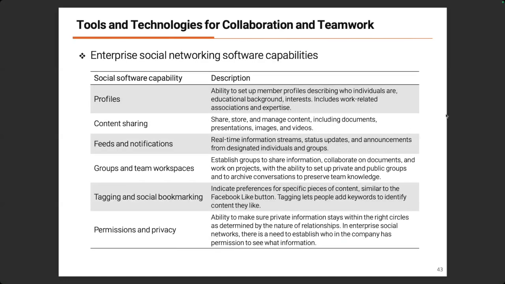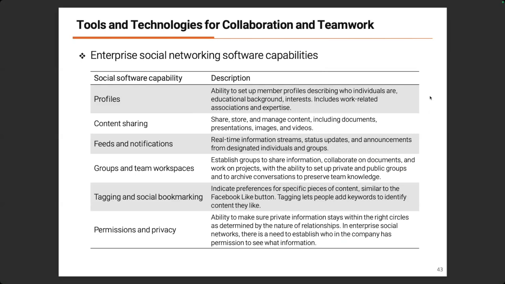Okay, these are the enterprise social networking software capabilities, but you don't need to know the details in this slide. There are some features that the enterprise social networking software can provide, such as profiles or content sharing, feeds and notifications, groups and teamwork workspaces, and tagging and social bookmarking, permissions and privacy.